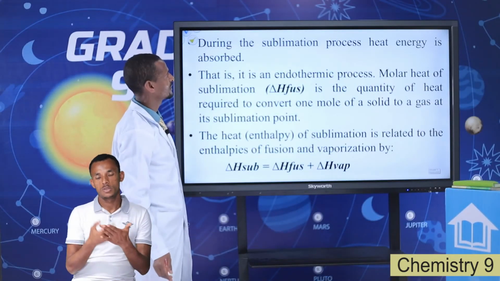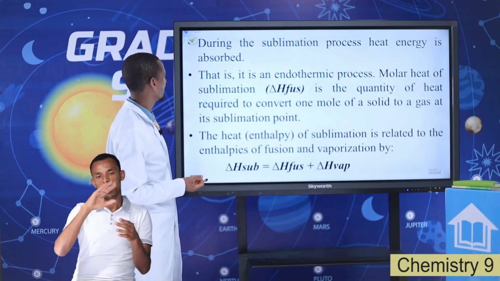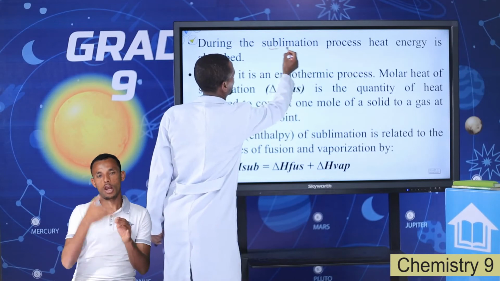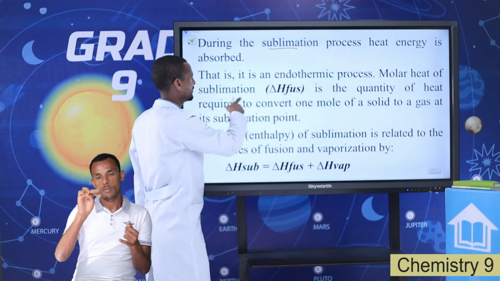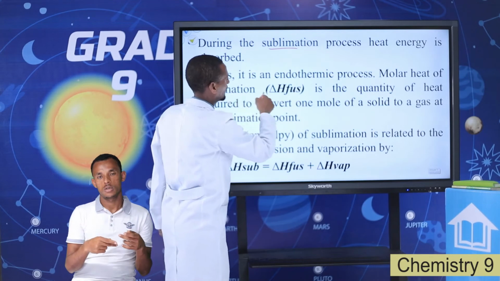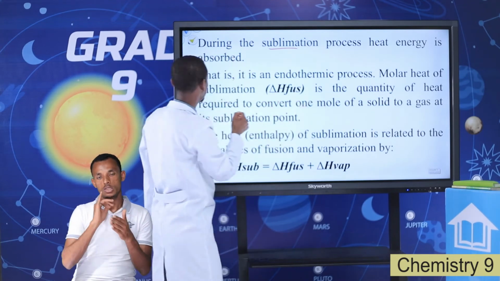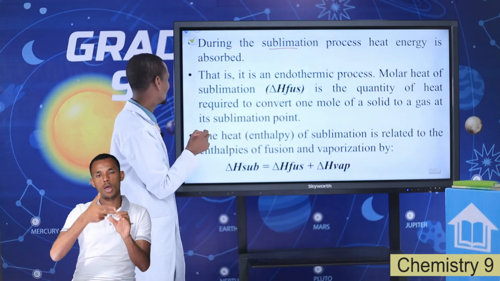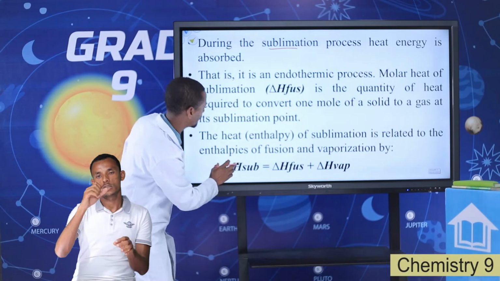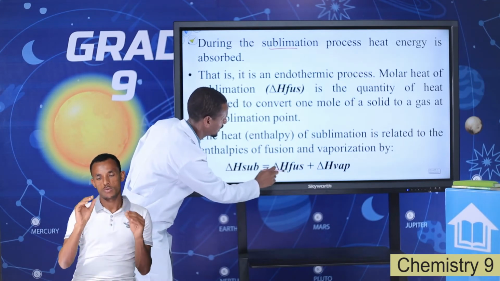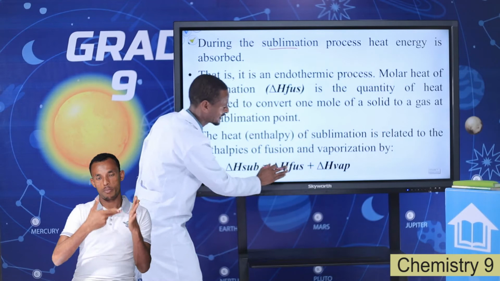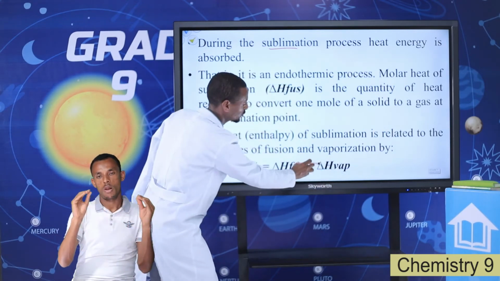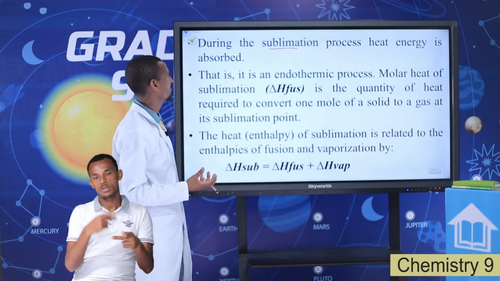So, molar heat of crystallization and molar heat of fusion are equal and opposite. During the sublimation process, heat energy is absorbed, so it is an endothermic process. Molar heat of sublimation is the quantity of heat required to convert 1 mole of a solid to a gas at its sublimation point. It means the sum of both molar heat of fusion plus molar heat of vaporization. These two processes take place at the same time.